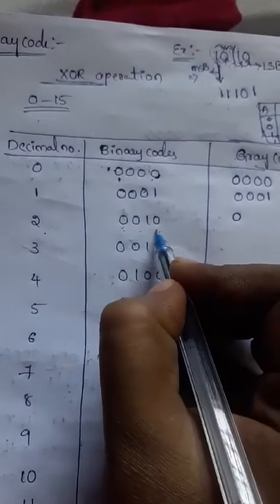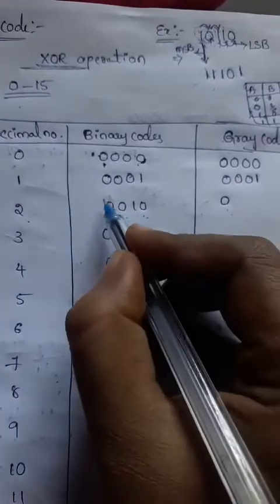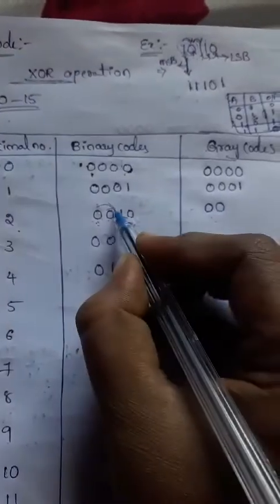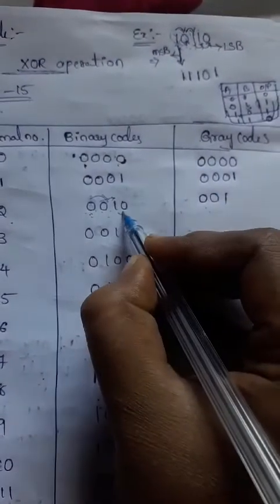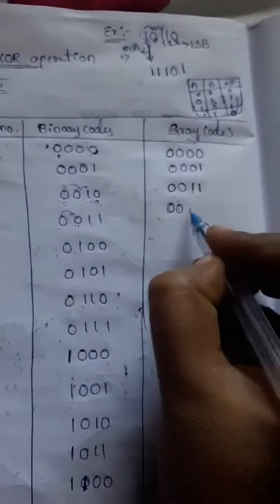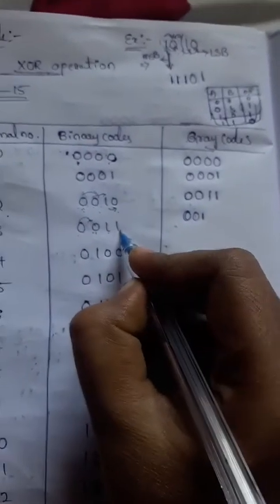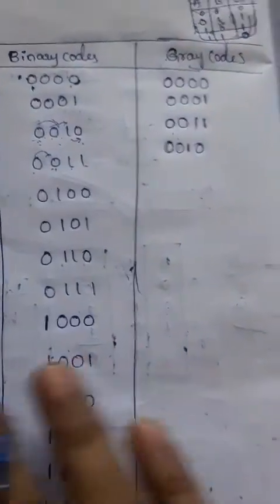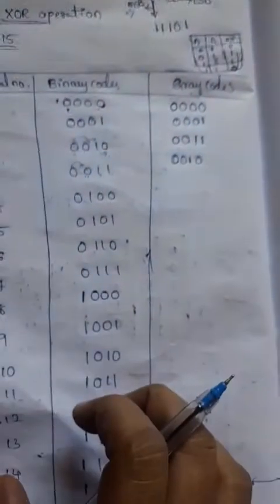Okay, so in the second step, for 2, the binary code is 0010, and we need to find its gray code. So the MSB bit as it is, and then the XOR operation of the next numbers: 0 XOR 0 is 0, 0 XOR 1 is 1, and 1 XOR 0 is 1. And the next one, 0 as it is, the MSB bit, and then 0 XOR 0 is 0, 0 XOR 1 is 1, and 1 XOR 1, what is the operation here? 0. Okay, so you have to find all the values now. Like this we have to find all the gray codes for all binary numbers.